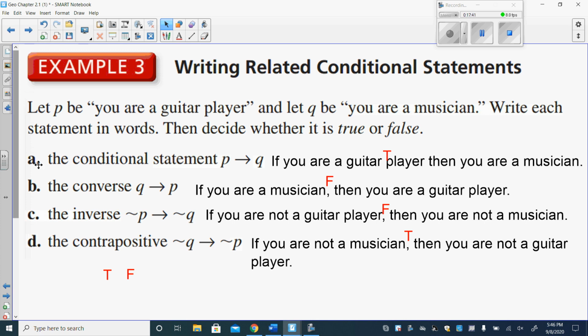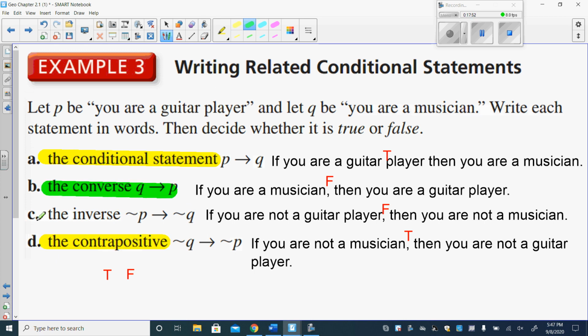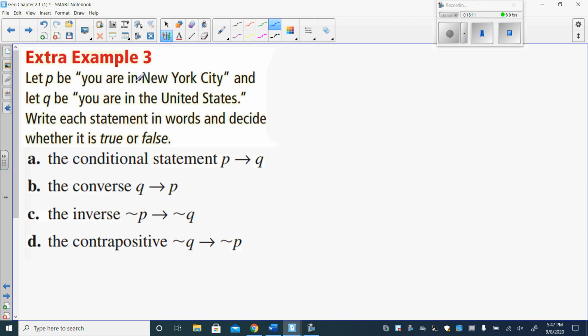And that's it. Now, one of the things they were saying earlier, it works out that the conditional statement and the contrapositive are going to have the same truth value, and the converse and inverse are going to have the same. So the converse and inverse will have the same truth value, so if one of them is false, the other should be false. The contrapositive and conditional statement should both have the same one. So if one of them is true, the other has to be true, or if one of them is false, the other has to be false.